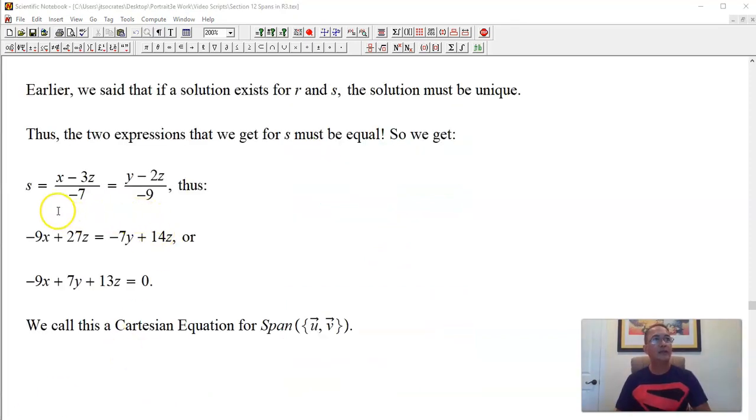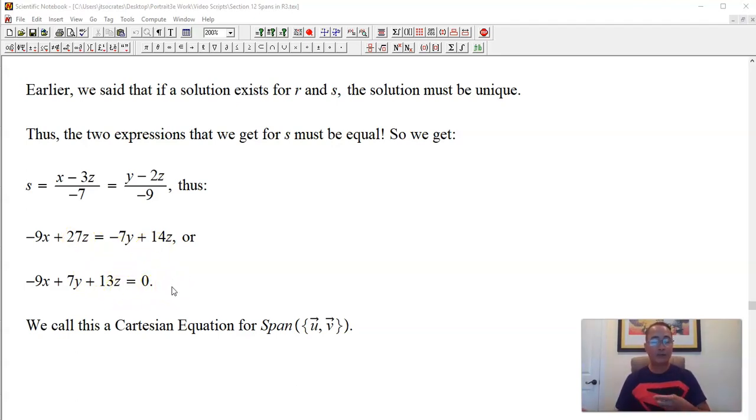Okay, so we have s is x minus 3z over minus 7, which has to be the same as y minus 2z over -9. So we clear the denominators. We multiply x minus 3z by -9 and y minus 2z by -7. So we get minus 9x plus 27z has to be equal to minus 7y plus 14z. So we have two expressions for z here. We'll put them together. Let's put all the variables on one side, and we get minus 9x plus 7y plus 13z has to be 0.